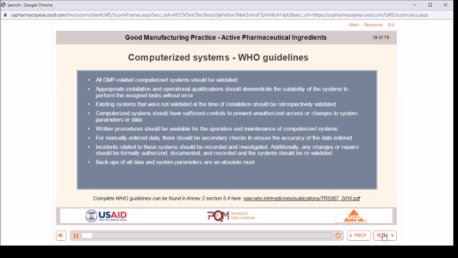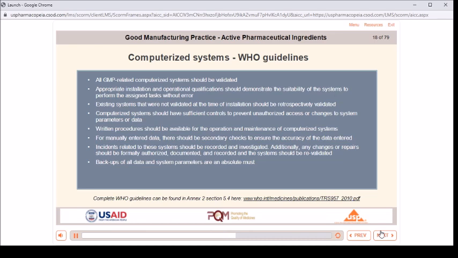Computerized systems, WHO guidelines. All GMP-related computerized systems should be validated. Appropriate installation and operational qualifications should demonstrate the suitability of the systems to perform the assigned tasks without error. Existing systems that were not validated at the time of installation should be retrospectively validated. Computerized systems should have sufficient controls to prevent unauthorized access or changes to system parameters or data. Written procedures should be available for the operation and maintenance of computerized systems.